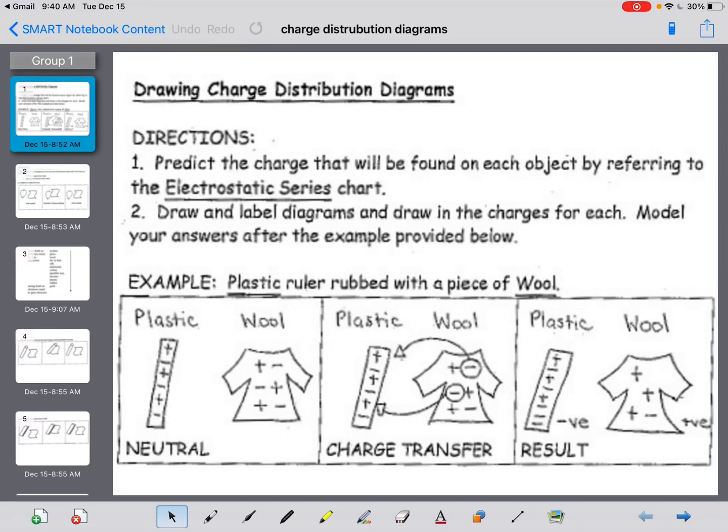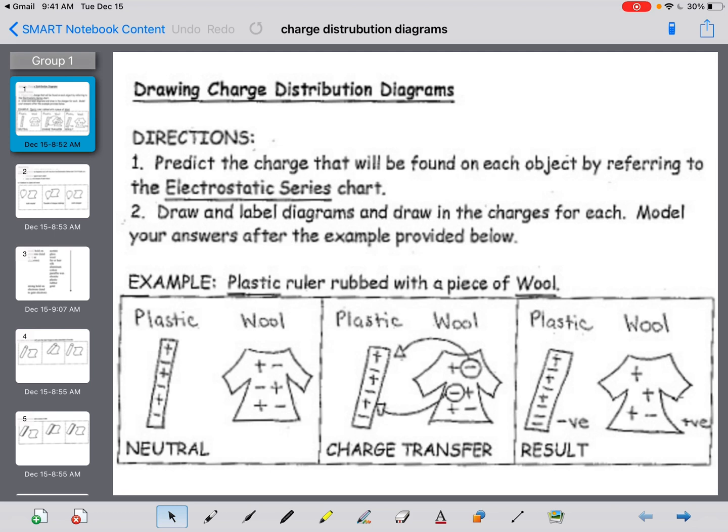Okay, everyone, so we're looking today at drawing charge distribution diagrams. At this point, we would have learned about friction. The ones that we're going to focus on today are friction diagrams. Now, whenever we're drawing charge distribution, doesn't matter the type of charging it is, we're going to follow a similar format. Okay, but all the ones we're doing today are focusing on friction.